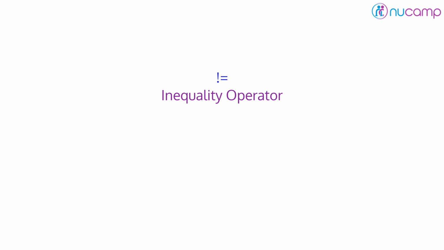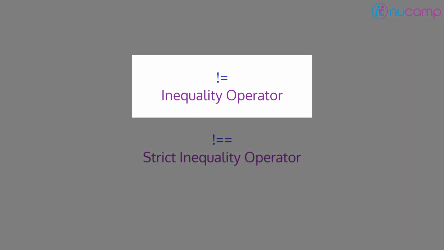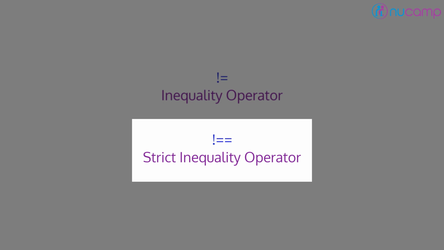Next, let's review the inequality operator. This bang equals is the inequality operator. When you have two equals, that's the strict inequality operator. This is the loose not equals, and this is the strict not equals.